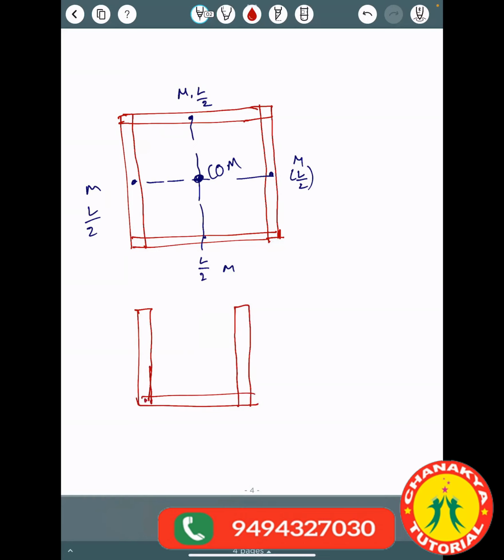Okay, consider this as origin. This is the x-axis, this is the y-axis. Calculate the center of mass. All are of mass m, length L, mass m, length L, mass m, length L.